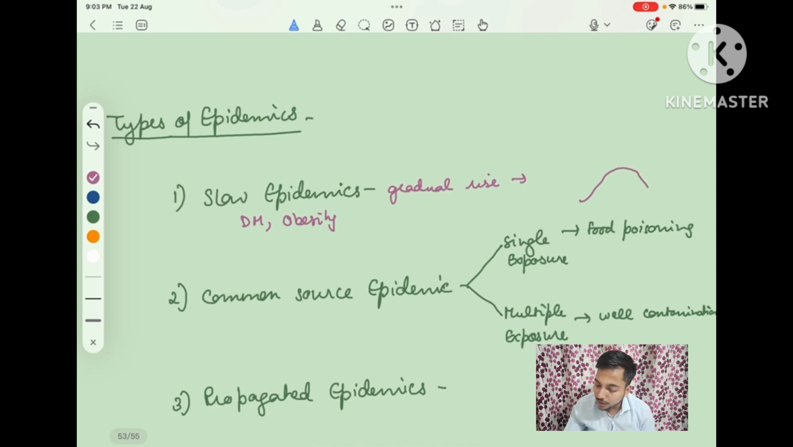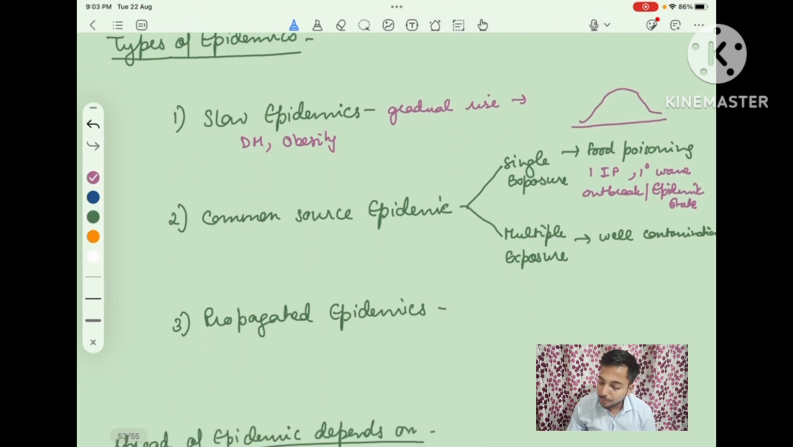Now here if you see a graph, it will be like this. So there will be a primary wave within one incubation period. Here there is only one incubation period and there is a primary wave. So this can be an outbreak or an epidemic state.